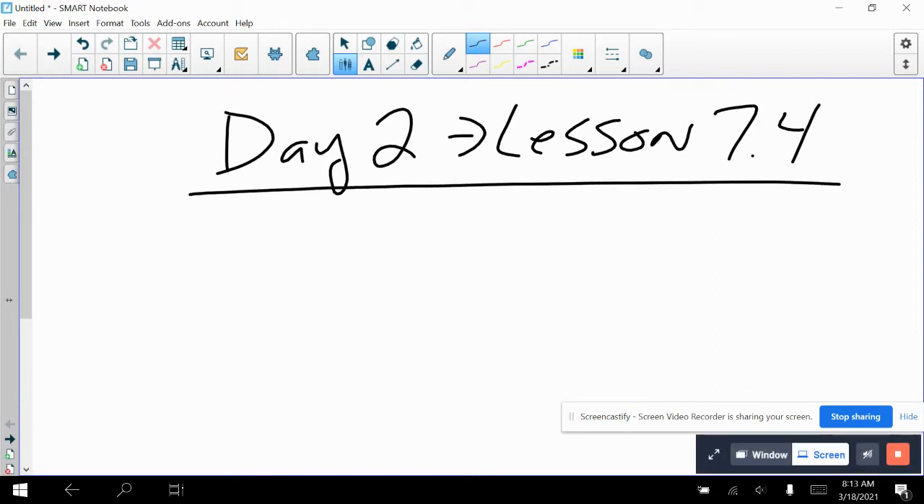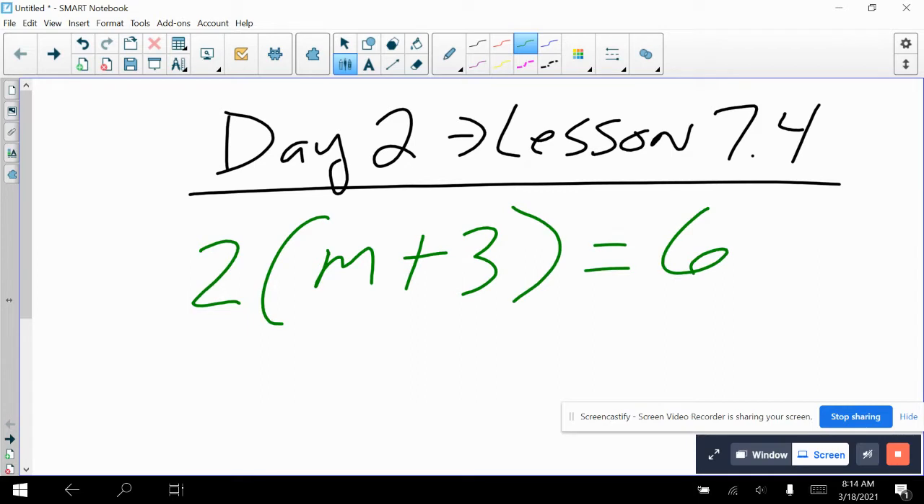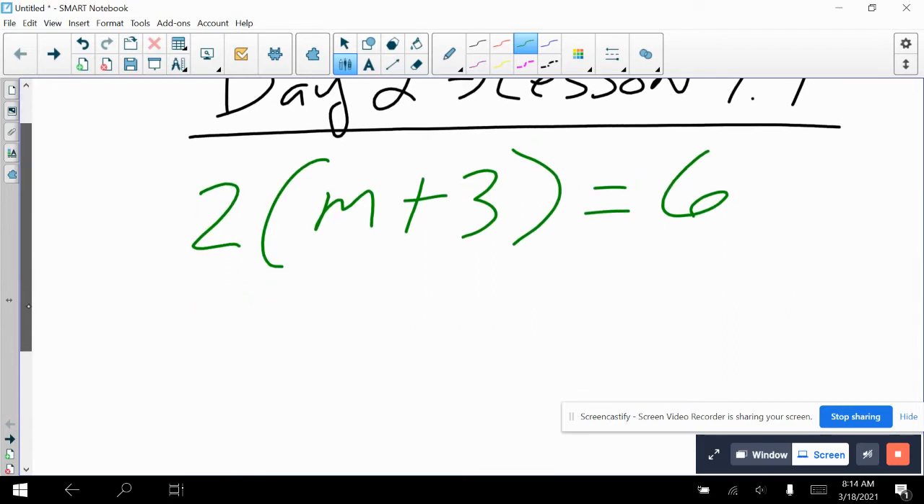All right, day 2 of two-step equations. Now, I gave you some of the interesting ones at the end of your homework last night to see if you would know what to do. Sometimes we start off with equations that look like this.